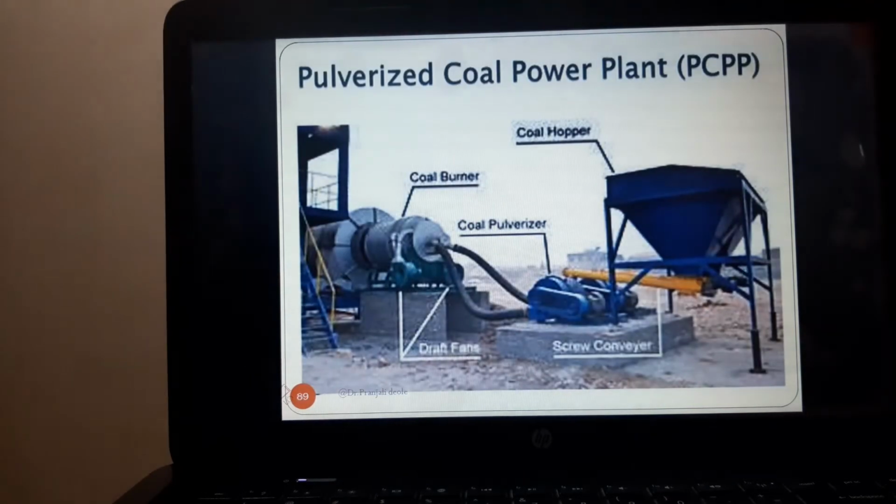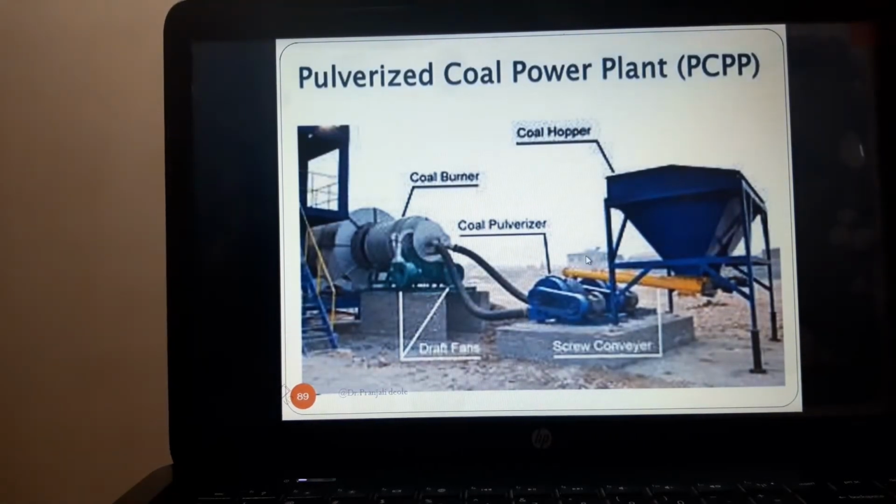Now let us look at another picture where you can see an actual pulverized coal power plant. This is a coal hopper. This is a screw conveyor through which the coal is given to the coal pulverizer. These are the draft fans. This is a coal burner, and the output of this coal pulverizer will be given to this coal burner.